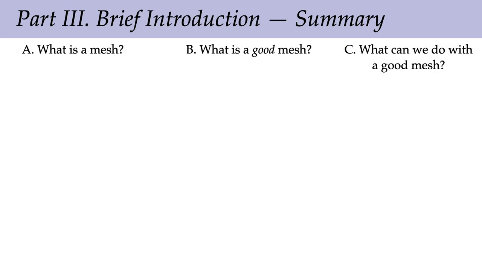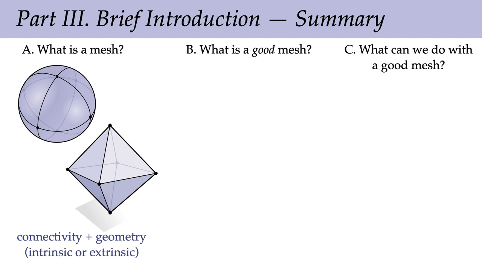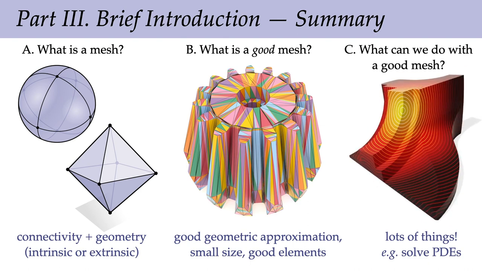In summary, we've asked and answered three questions throughout this section. First, what is a mesh? Well, a mesh is an abstract connectivity combined with a concrete choice of geometry. This geometry may be extrinsic in the form of vertex positions or intrinsic in the form of edge lengths. Second, what is a good mesh? Well, we have three criteria which we want meshes to satisfy. They should be good geometric approximations of our surface of interest, they should have as few elements as possible, and they should have high quality elements. We talked about Delaunay triangulations as a simple class of meshes with good elements, although we'll discuss other measures of element quality later on. And finally, what can we do with a good mesh? Well, there are lots of examples, but we just specifically discussed numerically solving PDEs. We'll go into more depth about all of these ideas later, but first we'll go through a quick coding tutorial so you can see how these ideas all work together in practice.